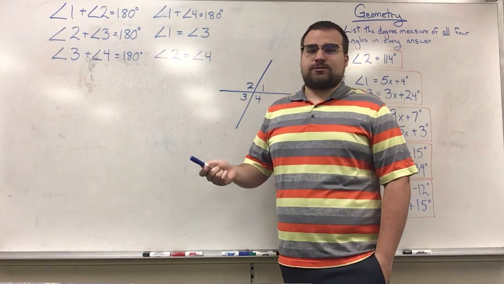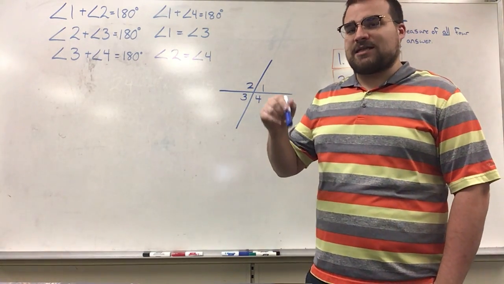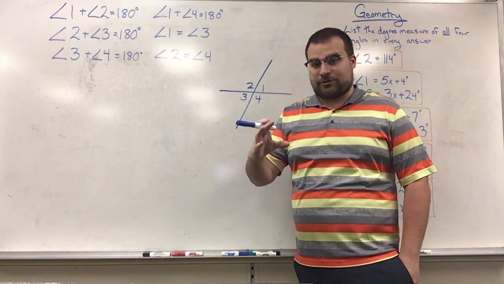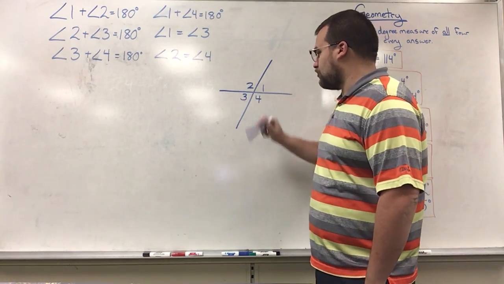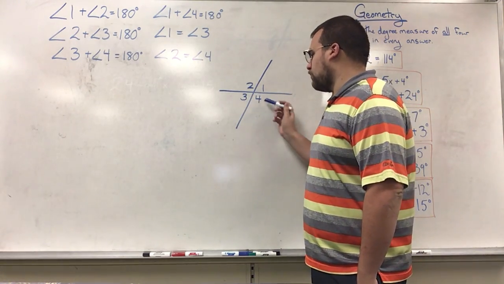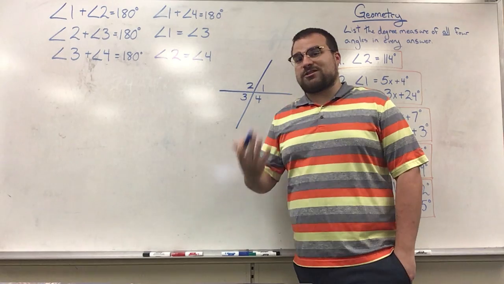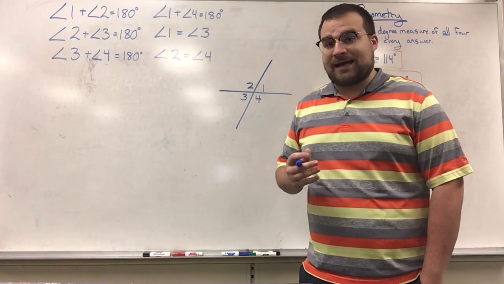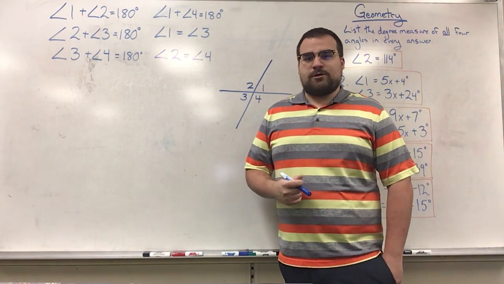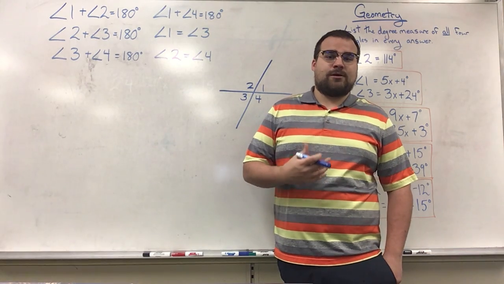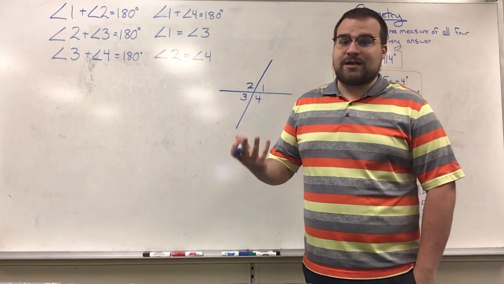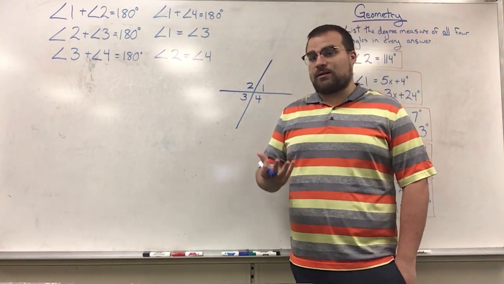Now what we notice is that any set of angles right next to each other, such as 1 and 2, 2 and 3, 3 and 4, or even 4 and 1, what's known as linear angles, are actually supplementary. Of course, supplementary meaning they add together to make 180 degrees, or a straight line.